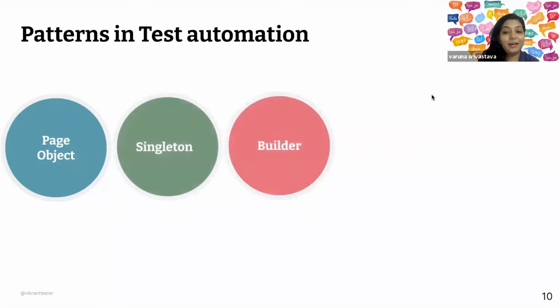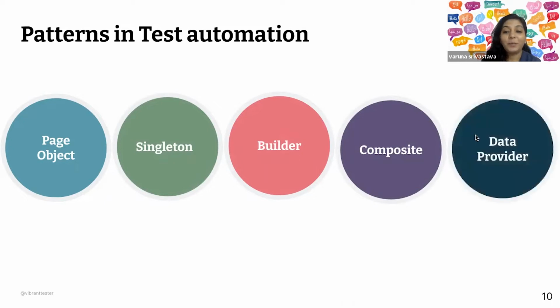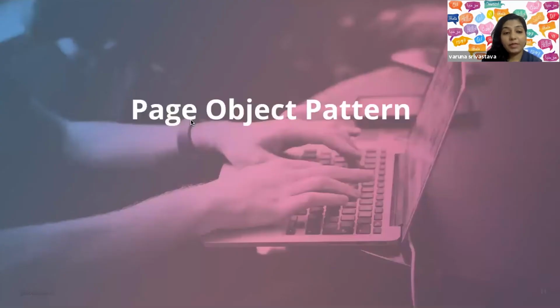Builder, composite, and data provider. Last but not the least, the most important one, which I felt, if you use it wisely, helps really well in scaling your framework and helps in a lot of reusability. So let's look into the page object pattern.